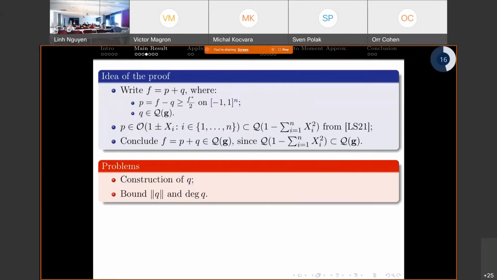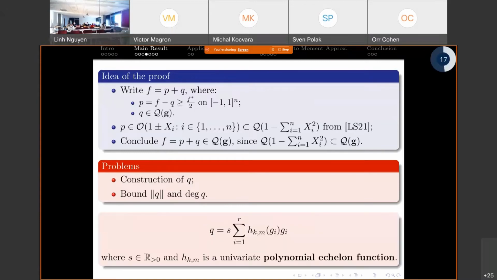Now, what is the problem? The problem is the construction of q, and we have to bound also the norm of q and the degree of q in order to apply the result of Laurent and Slot. How do we construct such a q? It is one of the main differences between our proof and Marcus' proof. We construct q in this way.